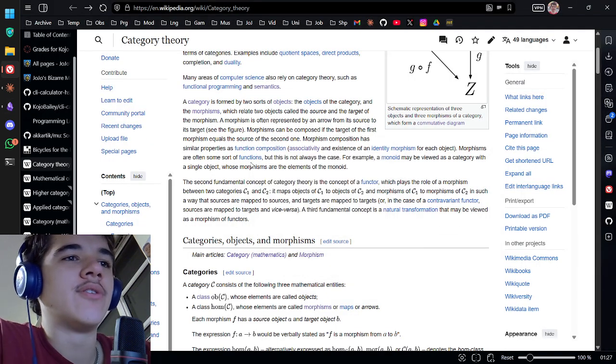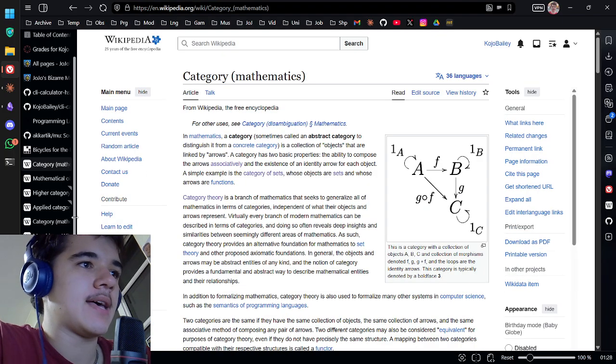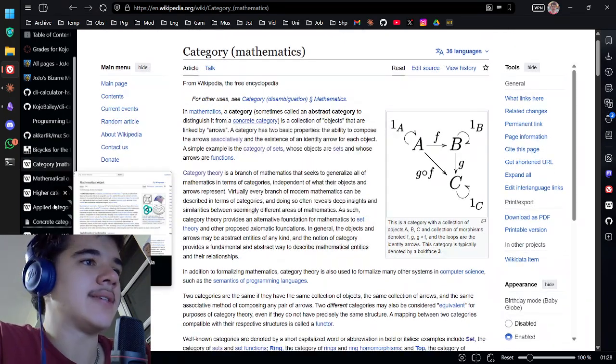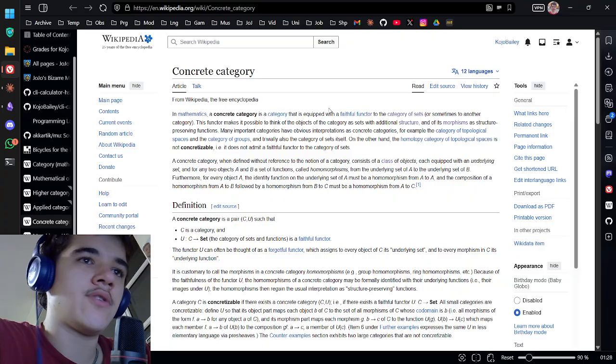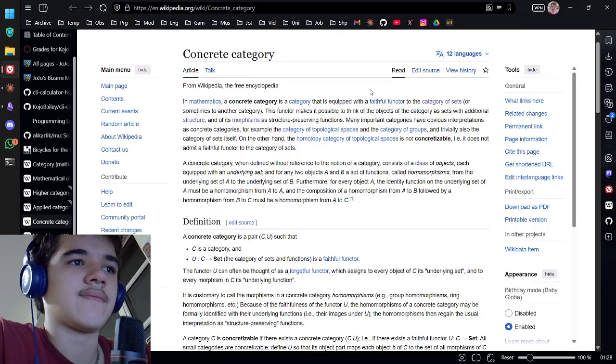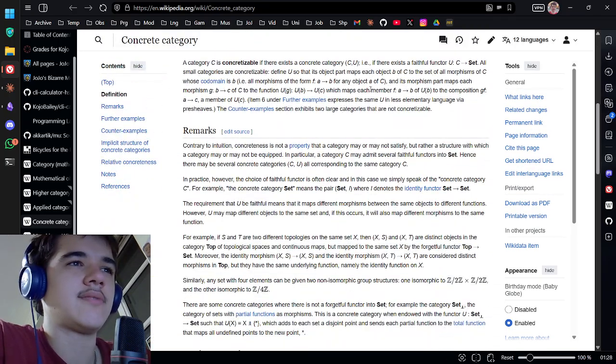Okay, we can now move on from category theory. Although I will look at the category page real quick. What the hell is a concrete category? A concrete category is a category with a faithful functor to the category of sets. The functor makes it possible to think of the objects of the category as sets with additional structure, and its morphisms as structure-preserving functions. Many important categories have obvious interpretations as concrete categories. Okay, so it's for sets specifically.